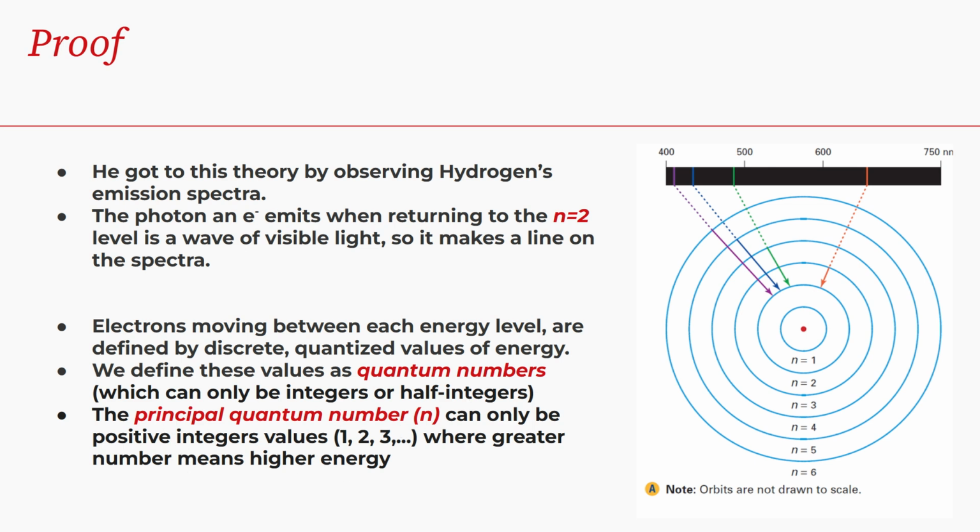So n equals 1 will be the first energy level of an element, n equals 2 will be the next. There can never be a 1.5. An electron is either at energy level 1 or it's at energy level 2, or obviously higher, but you understand what I mean. And there's no negative energy levels. It can only be increasing. And the higher numbers indicate a higher energy level.